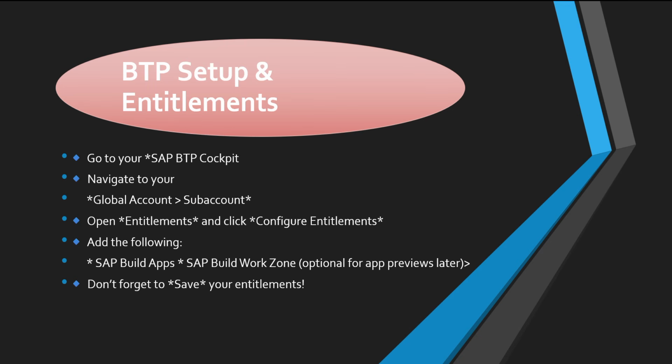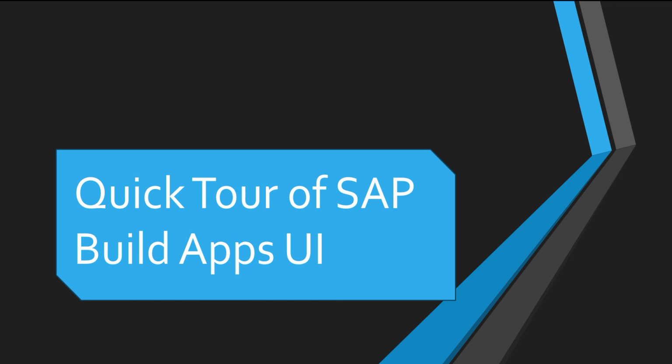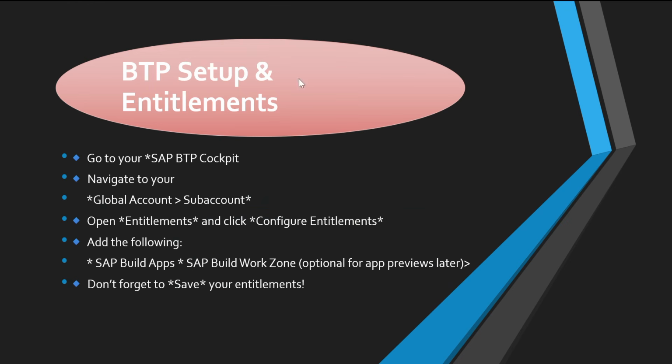First, if you haven't registered a SAP trial account, please register it. Once this account is generated, we need to configure SAP Build Apps. There we need to check whether all the entitlements are there, such as SAP Build Apps and SAP Build Work Zone. If they are not there, we need to add these entitlements. Only once you add them will you get the subscription for the application.